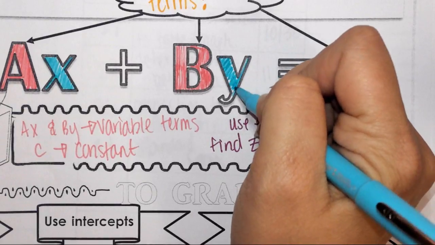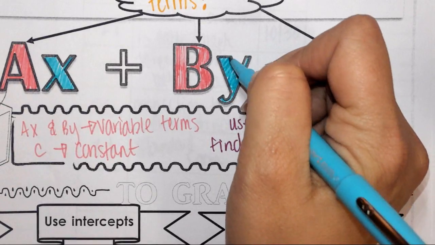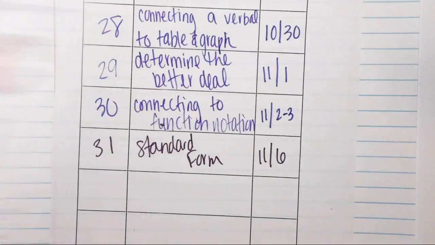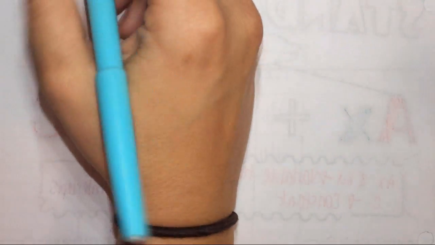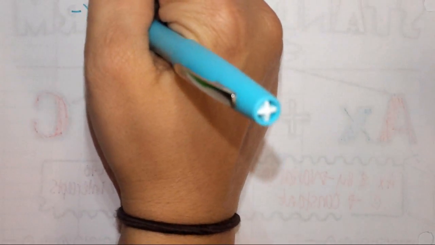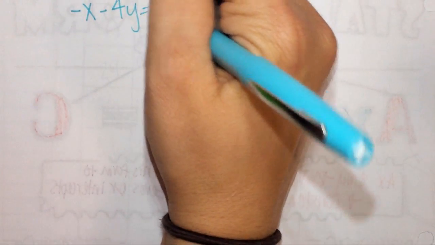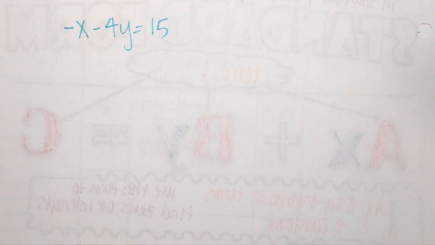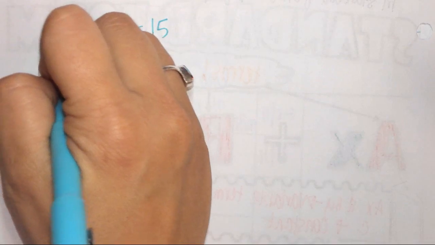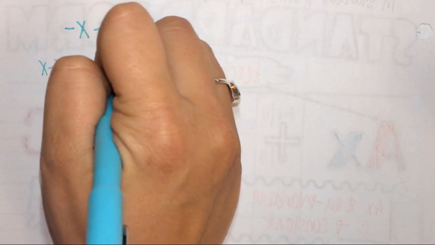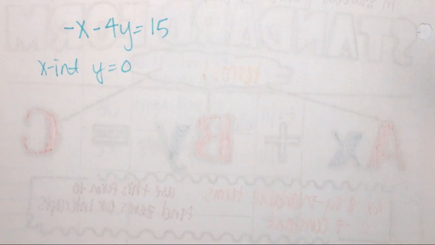So if I gave you an equation, and after I finish coloring, I'm going to write it on the back. If I give you an equation of negative x minus 4y equals 15, this is in standard form, correct? Yes. Alright, since x and y are both on the same side, I'm going to find my intercepts. I'm going to start by finding my x-intercept, and I'm going to let y equal 0.